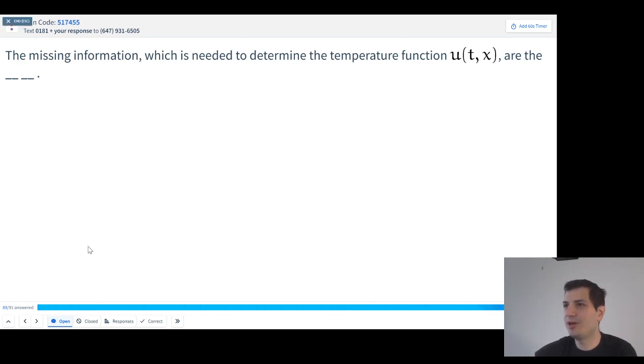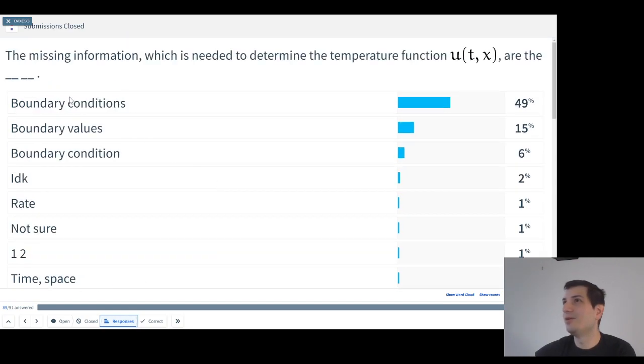Okay, most people are in. I'm going to stop the question here. Here we go. Let's see, what did people say? Most people are saying the boundary conditions. Some people are saying the boundary values. This is the boundary condition.